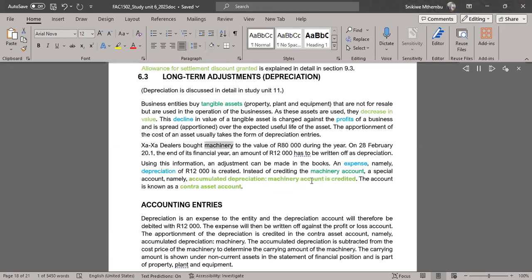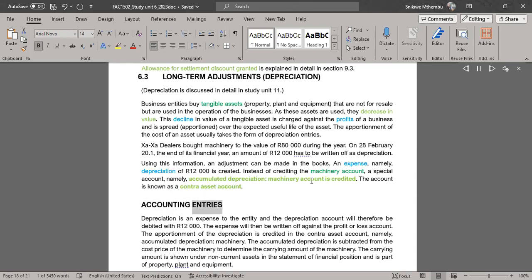XAXA Dealers bought machinery to the value of $80,000 during the year. On 28 February 20.1, the end of its financial year, an amount of $12,000 has to be written off as depreciation. Using this information, an adjustment can be made in the books. An expense, namely depreciation of $12,000, is created. Instead of crediting the machinery account, a special account, namely Accumulated Depreciation, Machinery account, is credited. The account is known as a contra asset account.